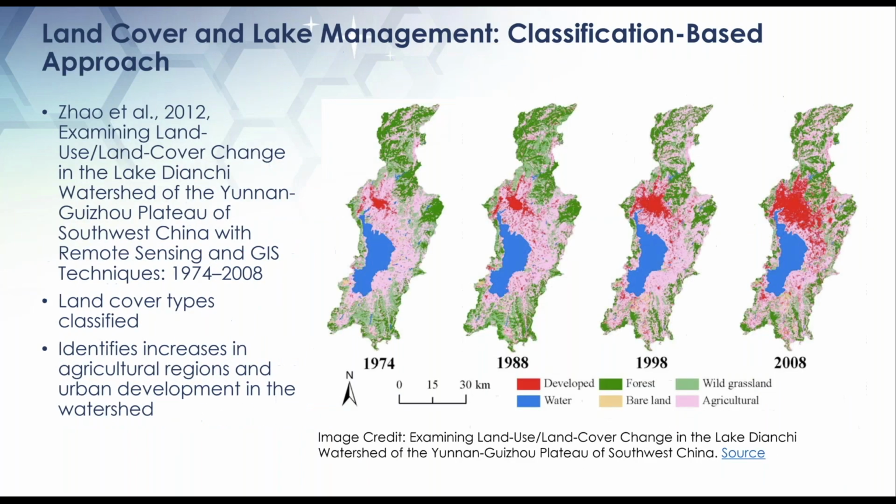This example shows the changing land use and land cover in a watershed in Southwest China between 1974 and 2008. This study used the post-classification comparison approach, which will not capture subtle change, but as you can see, it does capture broad land cover changes. It's also easy to quantify the changes with this approach.